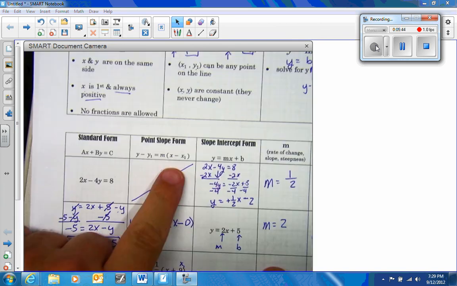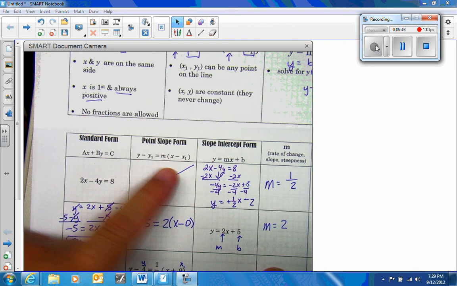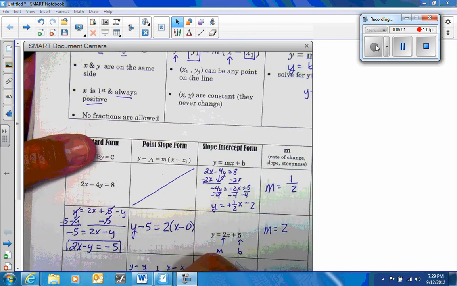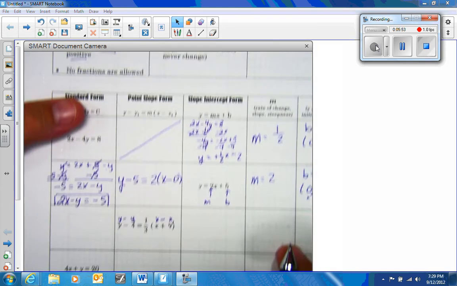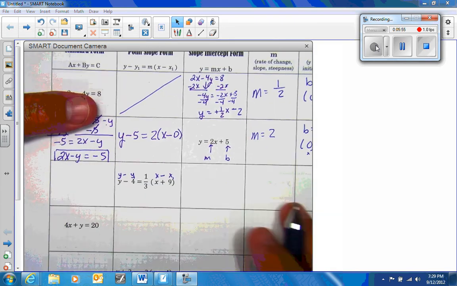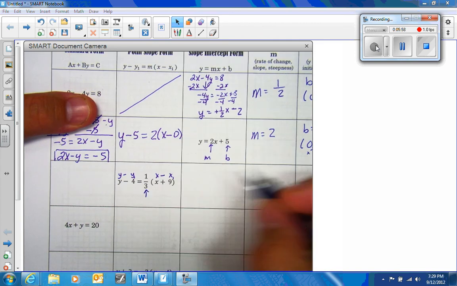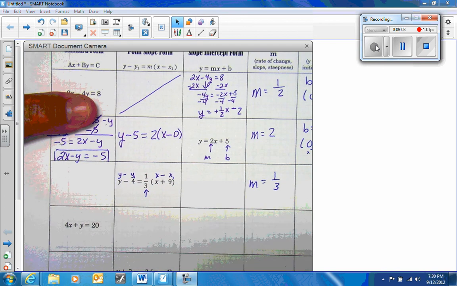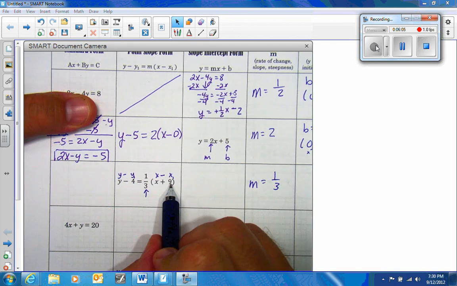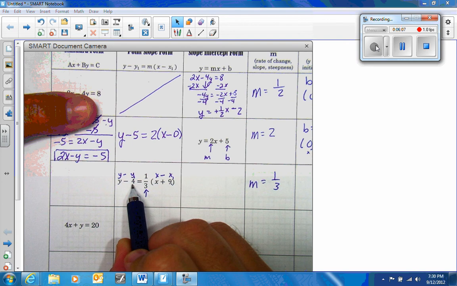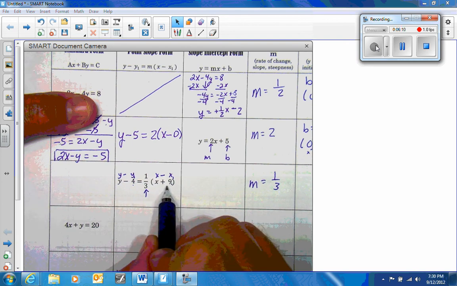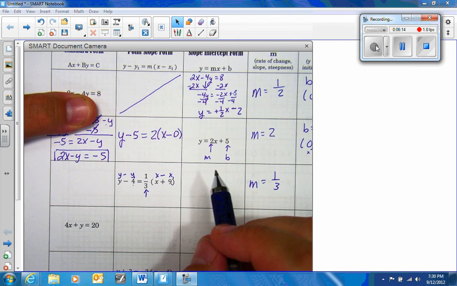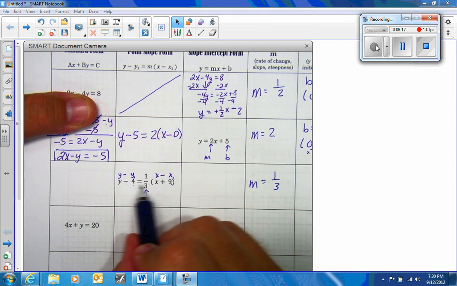Now remember, it's x minus. So if this is x minus and this is y minus, this is already taken care of. So you've got to be careful with this one. In this case, here is my slope. So my m is 1/3. Now, this is a point on the graph. So I don't know where my y-intercept is just yet. But what I can do for my slope-intercept form is solve for y.